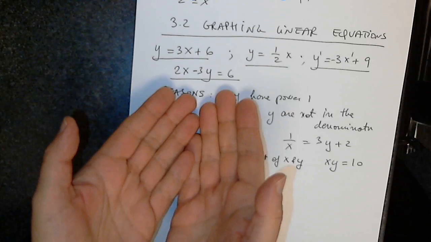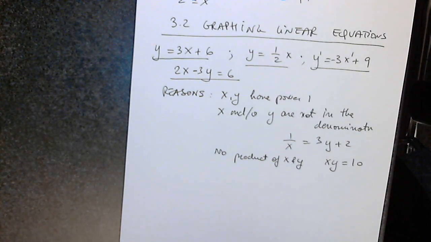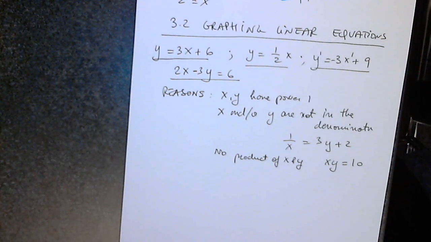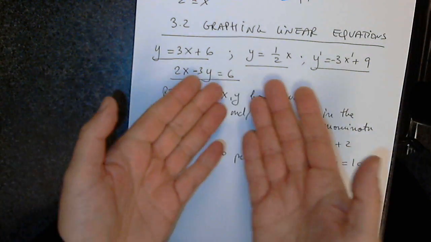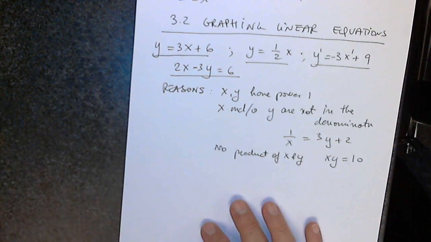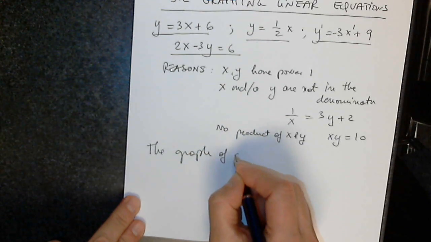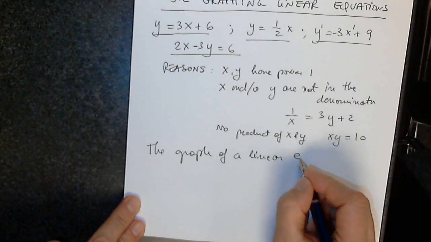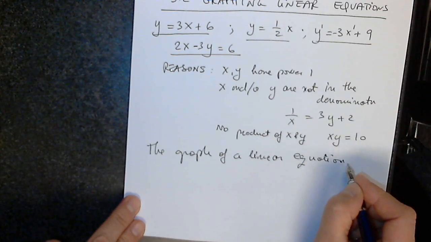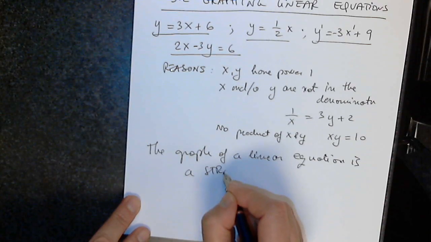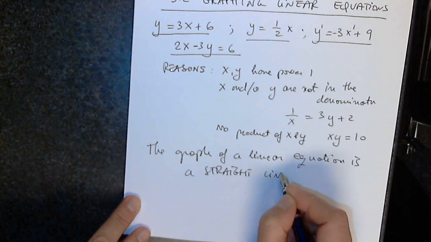That classifies these 4 equations as linear because these 3 conditions are fulfilled, right? X and y not in the denominator, no product of x and y, and x and y have power 1. That makes these linear. Okay. The graph of a linear equation is a straight line. Excellent.